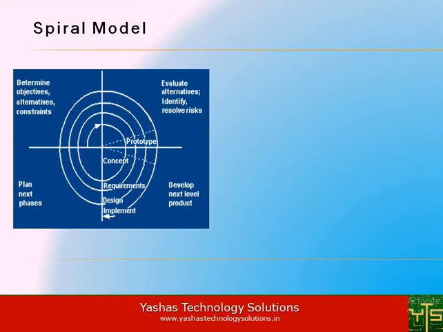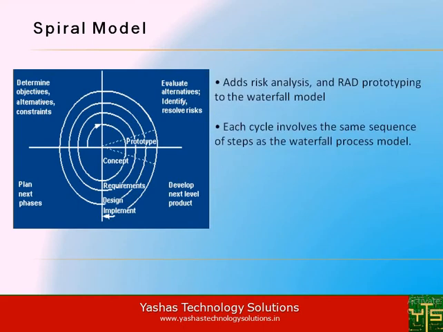The design of the spiral model has 4 phases. A software project repeatedly passes through these phases in iterations called spirals. Mainly this adds risk analysis and rapid application development prototyping to the waterfall model. Each cycle involves the same sequence of steps as the waterfall model.